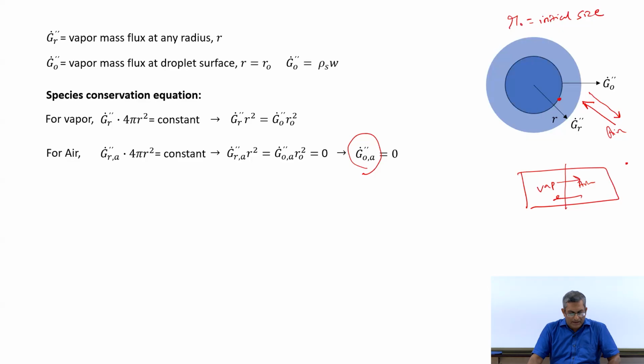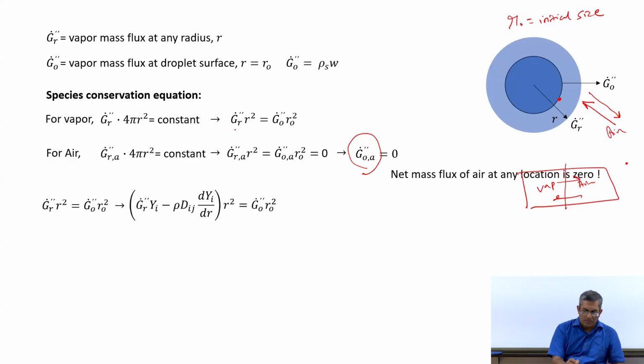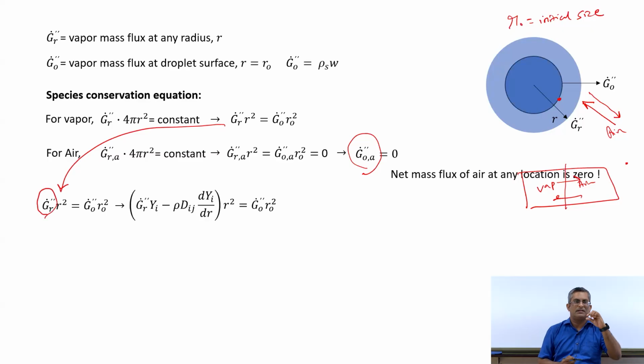Okay. And that is why now we will follow this equation for vapor, and we will write the vapor mass flux at any radius r is equal to this term. Now, this has two components. One is convective component.